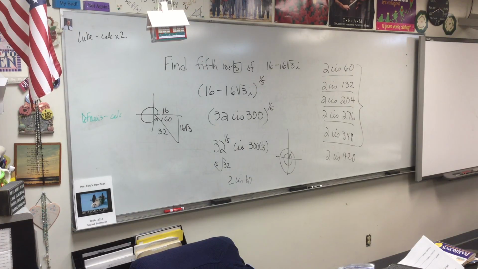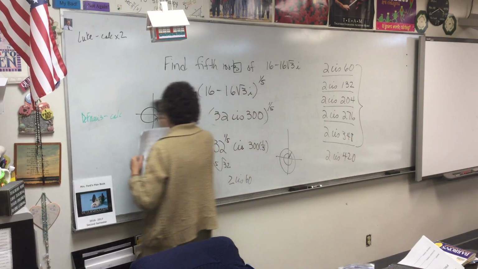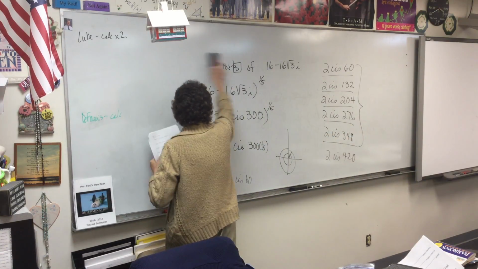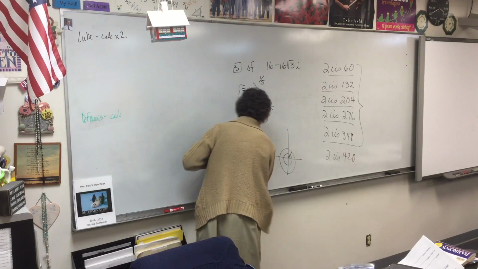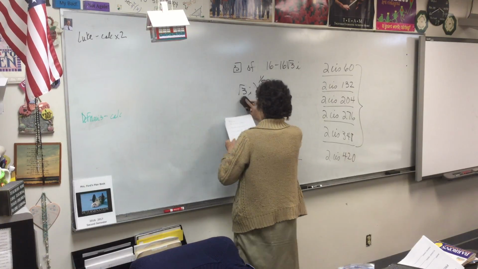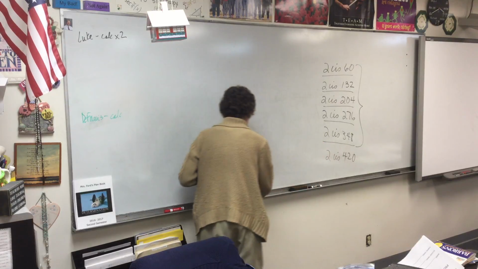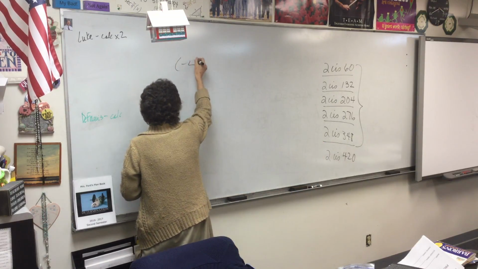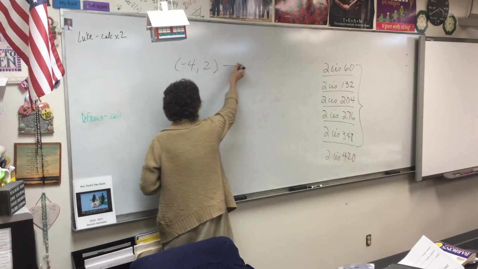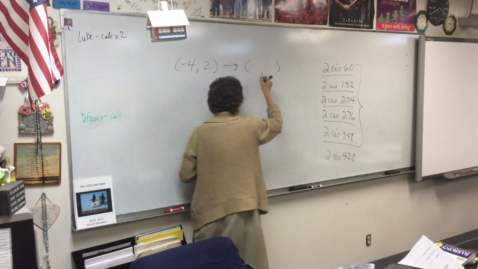Let's see if we can start pulling things all together. So here we go. Number one, change negative 4, 2 into polar coordinates. All right, so negative 4, 2, we're going to change that into polar.